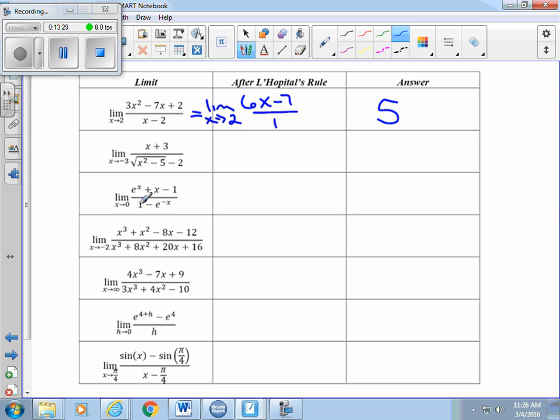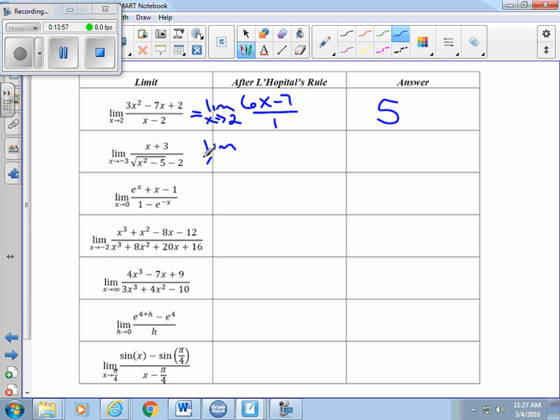All right, let's look at the next one. What should I do first? Plug it in. Plug in the negative 3. I do get 0 over 0. Remember, if I do not get 0 over 0, L'Hopital's rule will not work. It will give you wrong answers. It only works if you get 0 over 0 or infinity over infinity. So you have to have that before you start, which, again, is good news because those are the hard ones anyway.